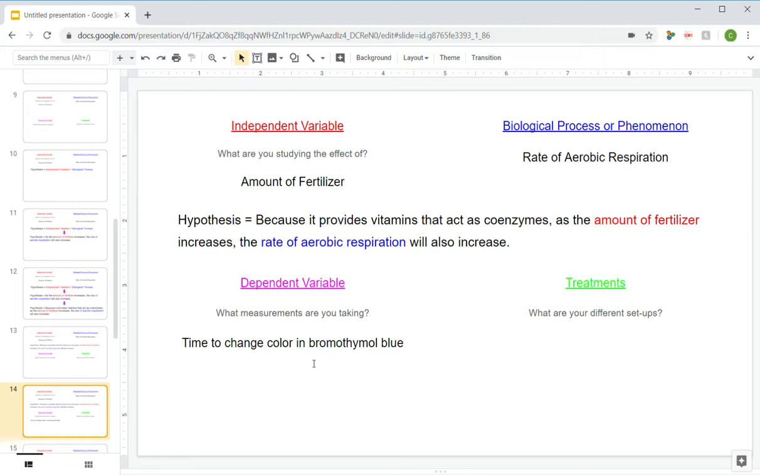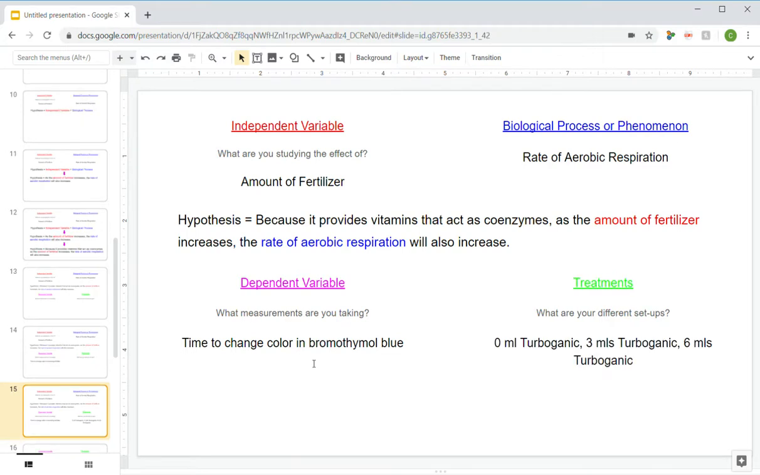And then for my different treatments, the fertilizer I use with my plants is called Turboganic. So I'm going to have one treatment where I soak the beans with just water. I'm not going to soak them with any Turboganic. I'm going to have one set up where I put 3 mils of Turboganic into the bean water. And then my last beans are going to be soaked with 6 mils of Turboganic. So notice in my treatments, my different setups, I've specified the amount. I've been very specific about how much fertilizer is being used, since my independent variable is amount of fertilizer.